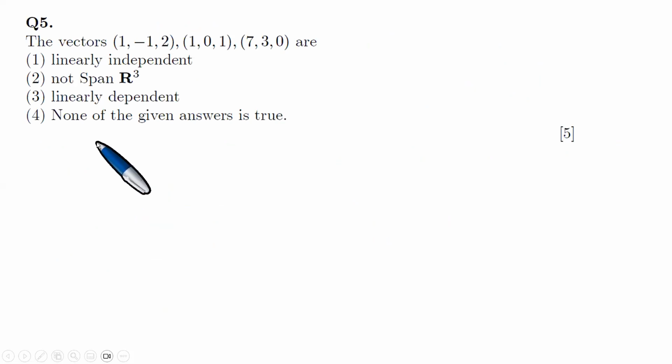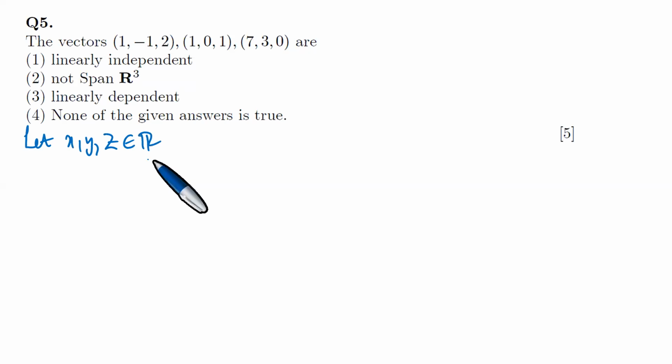Okay, next. Linear independent vectors. There's a question like this tomorrow. The options are: the vectors are linearly independent, do not span, linearly dependent, none of the given answers. Obviously, this one you just need to check very quickly. So let x, y, z be elements of R, so that you'd have x times (1, -1, 2), y times the second vector.